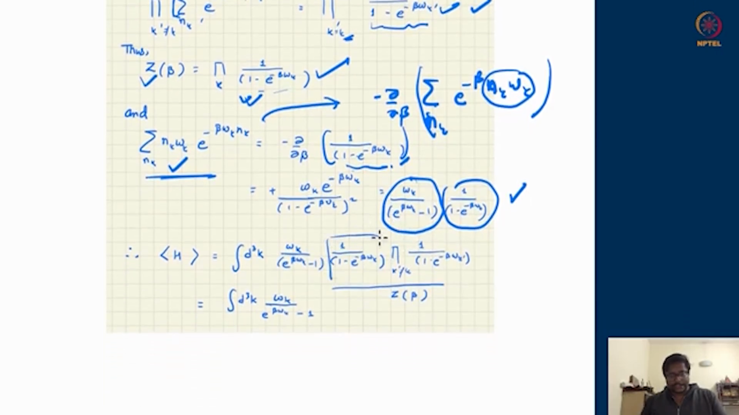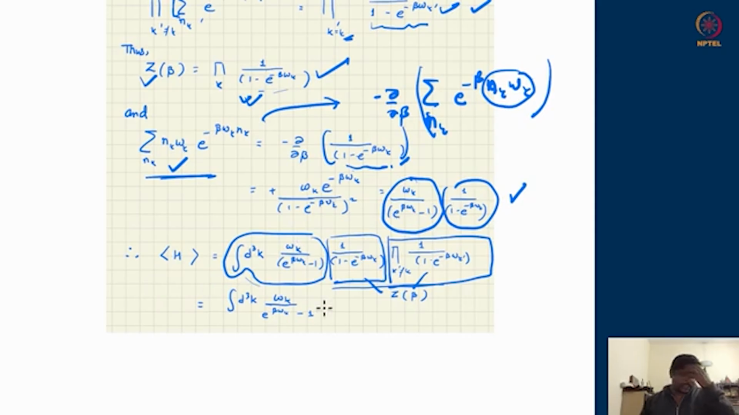This is coming from the one piece. k not equal to k prime is already supplied. Put together everything, this is Z beta, and they cancel each other. So I'm left with only the first quantity over here. So the Hamiltonian expectation is the integral d3k omega k over e to the power beta omega k minus 1. So this is a useful number. This is a useful result which we have. It looks like it is a summation over h bar omega k.